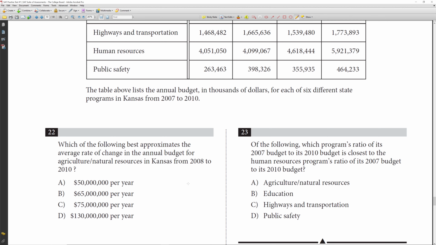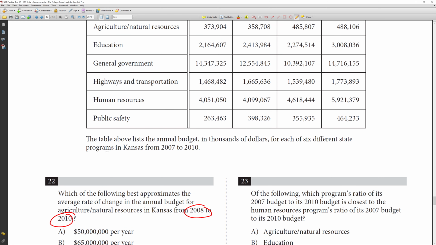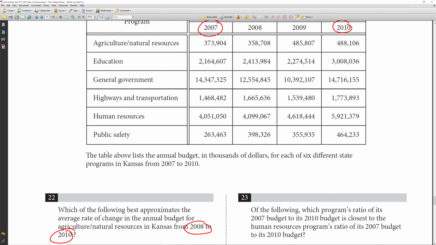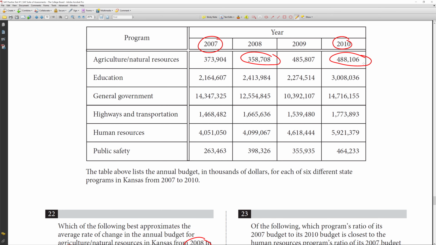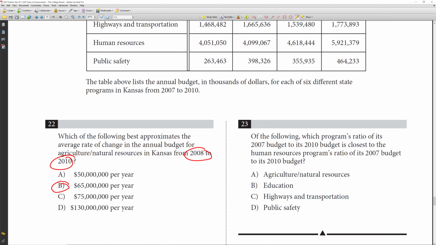22. Which of the following best approximates the average rate of change in the annual budget for agriculture and natural resources in Kansas from 2008 to 2010? Okay, so we go to agricultural resources in Kansas, which means it's the first row, 2008 through 2010, which is here. So the difference here, because the numbers are large enough, is just 488 minus 458, which comes out to 130. Divide by 2, which is about 65, and then add 3 zeros. Closest number is B. So this is actually a 10-second problem.